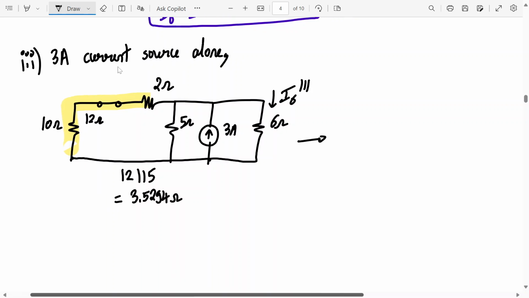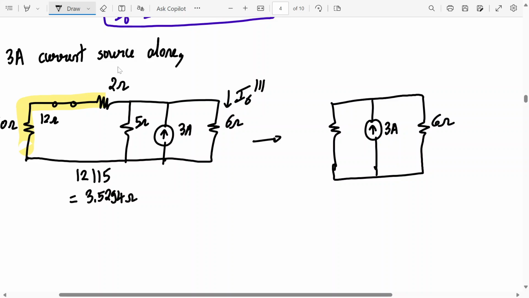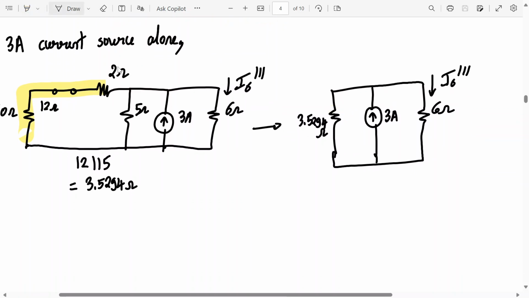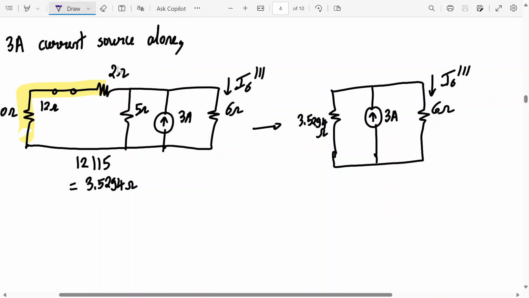Now I'll redraw the circuit over there. So I have 3 ampere, then I have 6 ohm, and this value is 3.5294. Correct? I want to calculate I6 triple dash. What will I do next? Current division. Yeah, you can apply the current division rule, but better be safe. You can solve by both techniques. Current division rule means what? Other resistance divided by total resistance. So let me go by the safer technique.